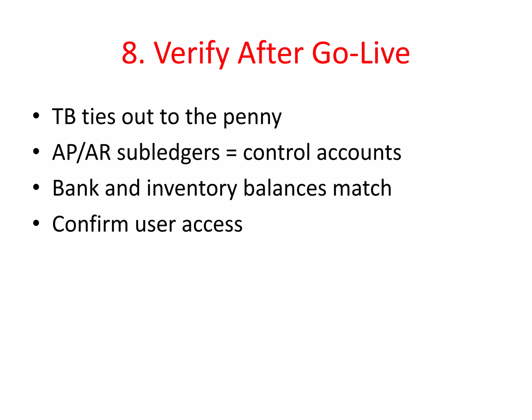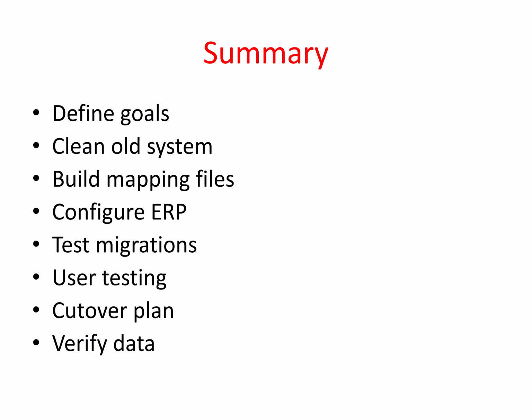Let's quickly recap the steps. Define your goals. Clean up your old system. Map old data to the new structure. Set up the new system. Run test migrations. Have your team test real tasks. Plan your cutover carefully. Verify your numbers after go live. Follow these steps in this order and you'll avoid 90% of the issues companies run into. A smooth system switch is all about planning, clean data, and double-checking your numbers.